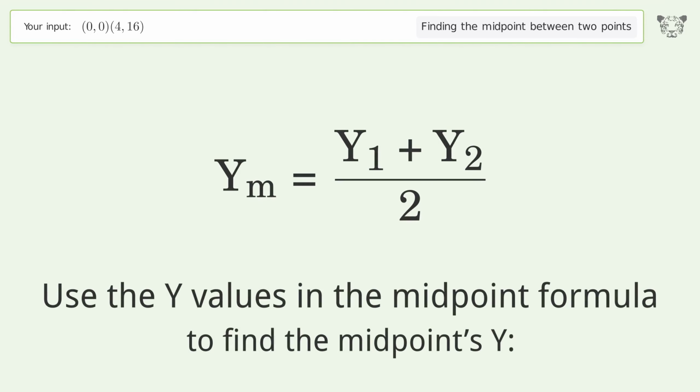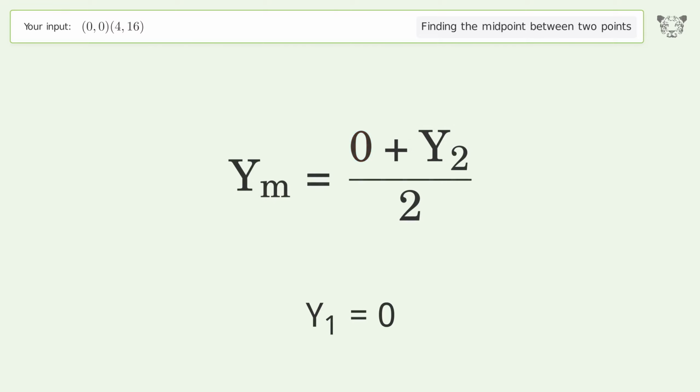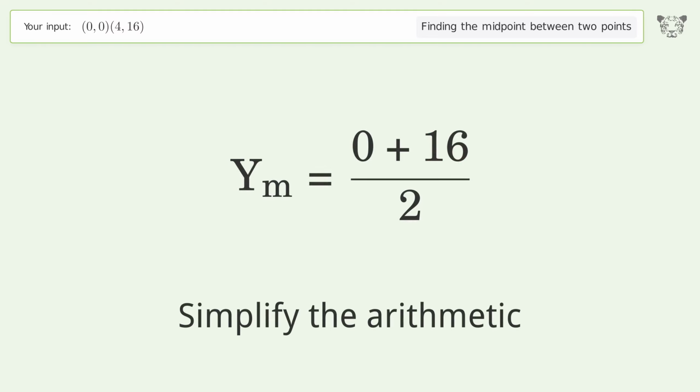Use the y values in the midpoint formula to find the midpoints y. y1 equals 0. y2 equals 16. Simplify the arithmetic.